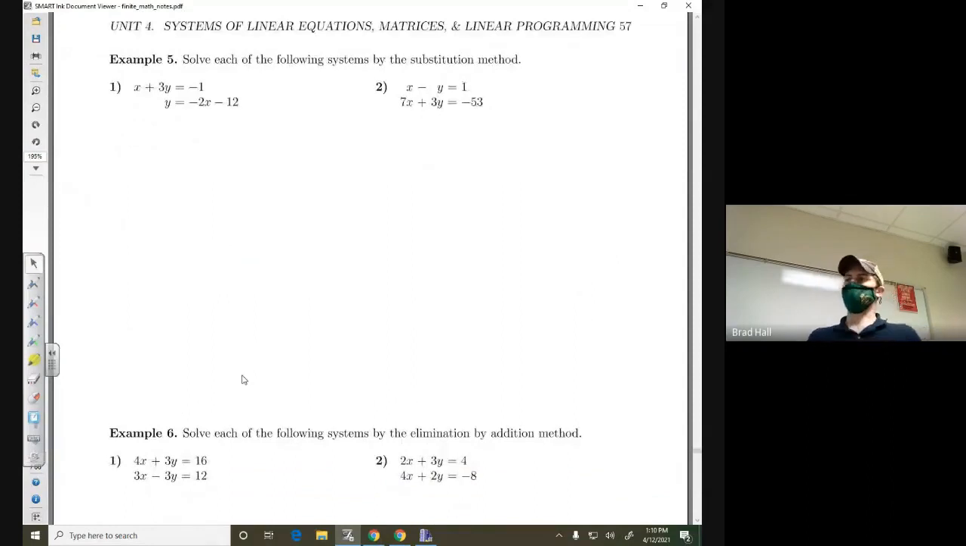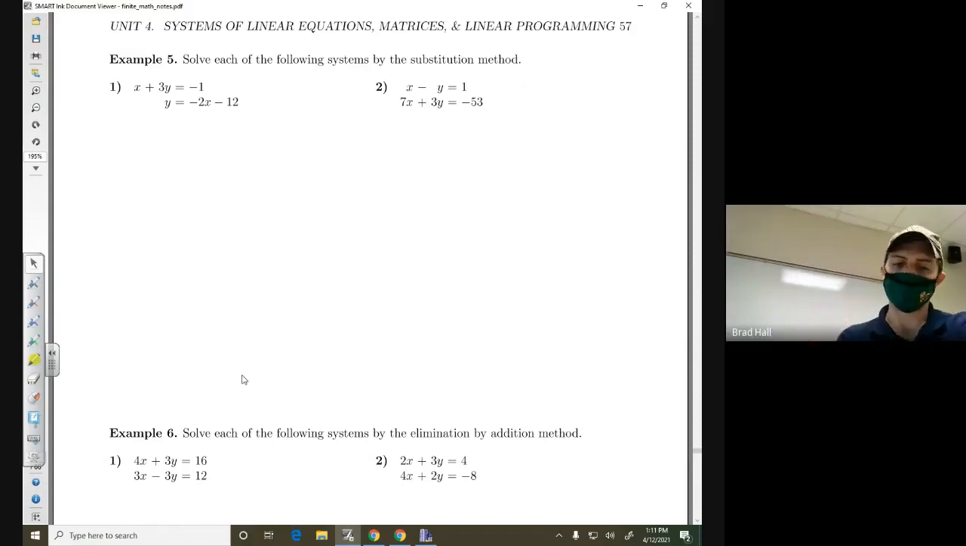We can solve a system by using something called the substitution method. The substitution method requires you to choose one equation. With that equation, you get one variable by itself. It doesn't matter which one. And then you're going to plug, or substitute, that value into the other equation.